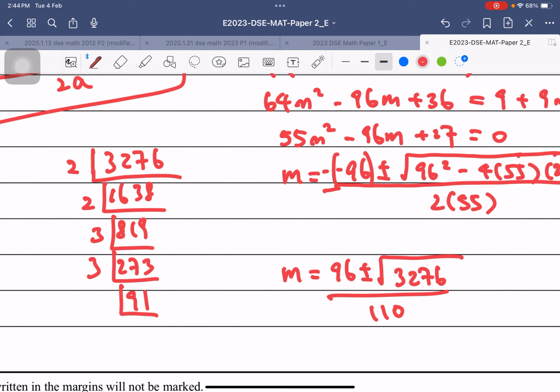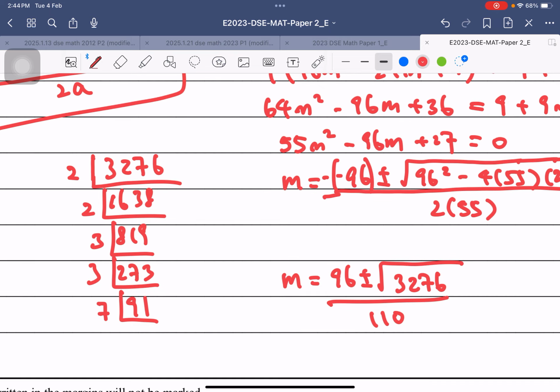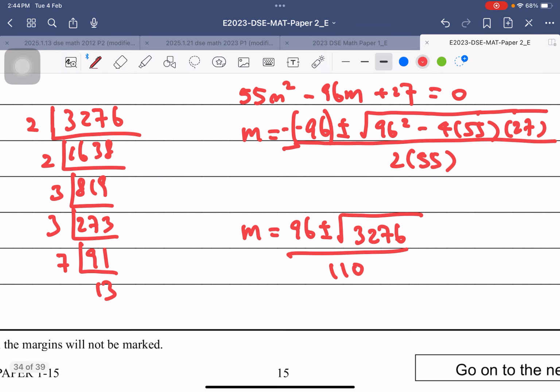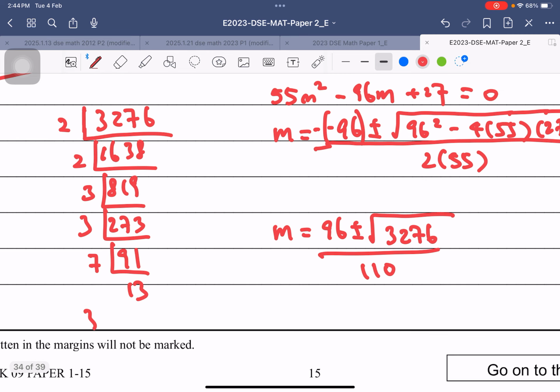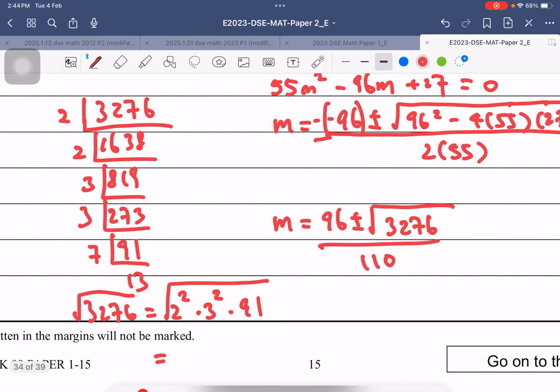Can 91 still be divided? Is it a prime number? No. It can be divided by 7. 7 and 13. So that we have 3276 is equal to 2 squared times 3 squared times 91, isn't it? And you take the square roots, the square and the square root cancel out. Why not 7 squared and 13? Because 7 and 13 are just single numbers, you can't take the square root, just leave it there. So the answer should be equal to 2 times 3 giving you 6, square root of 91.